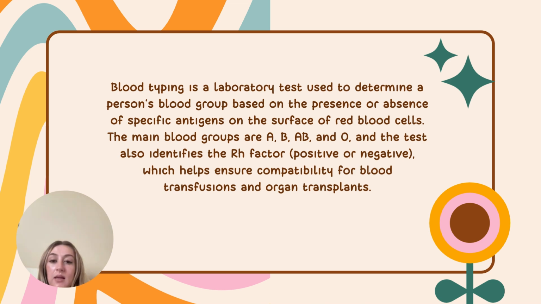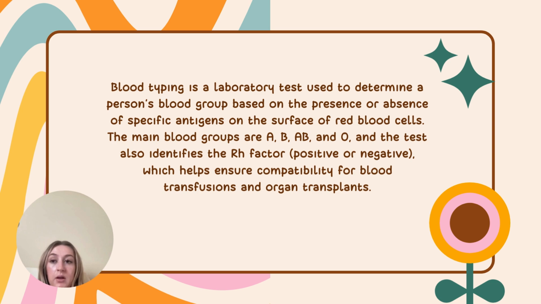Blood typing is a laboratory test used to determine a person's blood group based on the presence or absence of specific antigens on the surface of red blood cells. The main blood groups are A, B, AB, and O. The test also identifies the Rh factor, which means whether they're positive or negative, for example A positive or O negative, which helps ensure compatibility for blood transfusions and organ transplants.